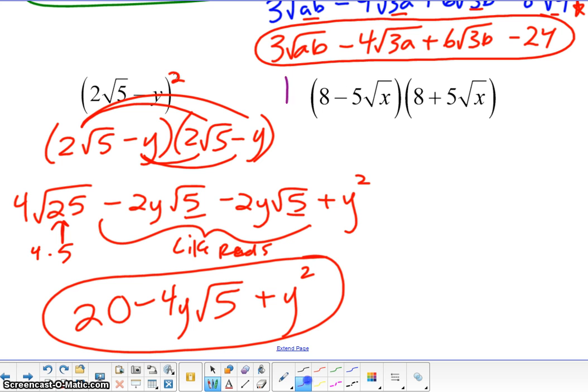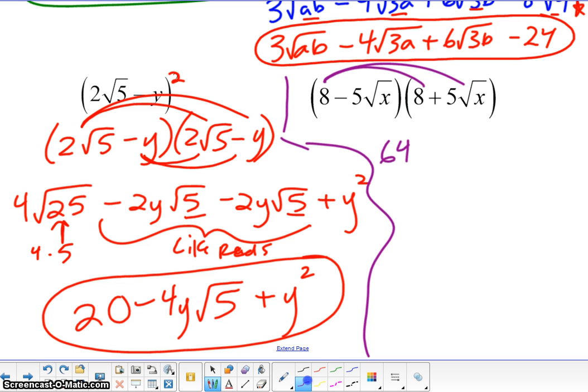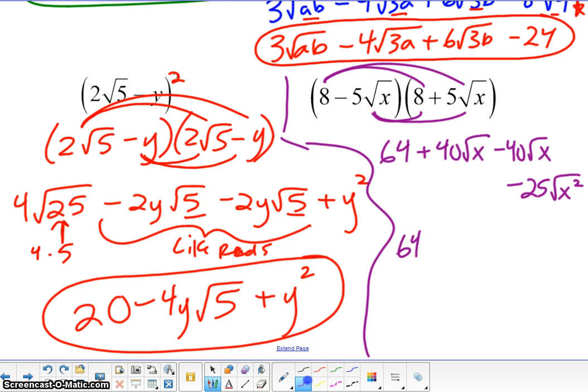And then the last one, this is also FOIL. First is 8 times 8. Outside is plus 40, square root of x. Inside is negative 40 square root of x. And last is negative 25 square root of x squared. Okay, in order to simplify this, 64, there's nothing in common with anything else. Look at the middle 2. One's positive, one's negative.